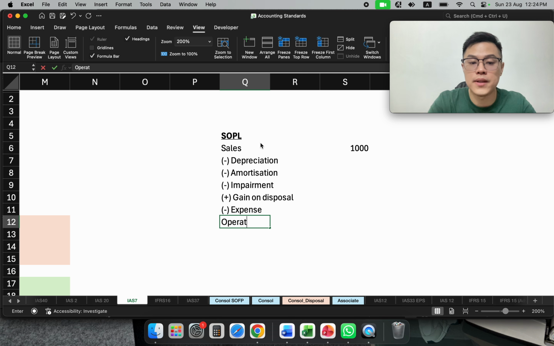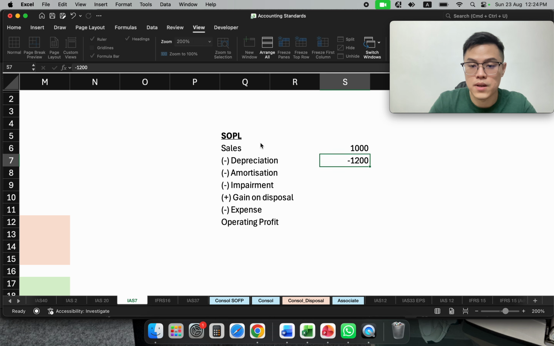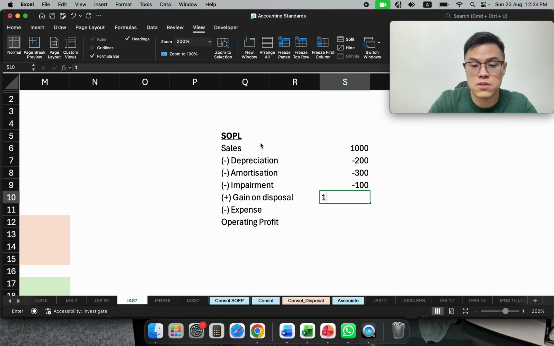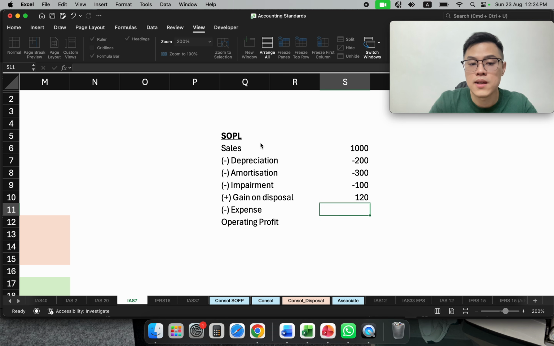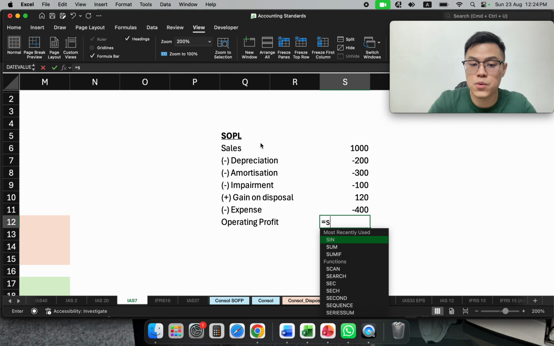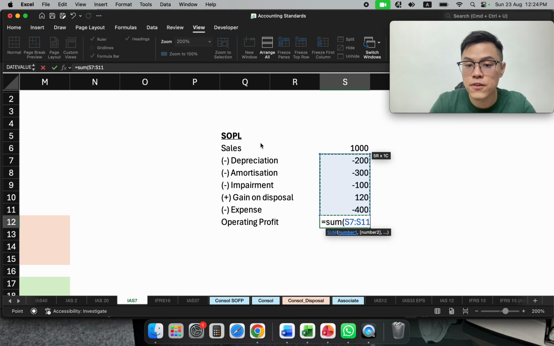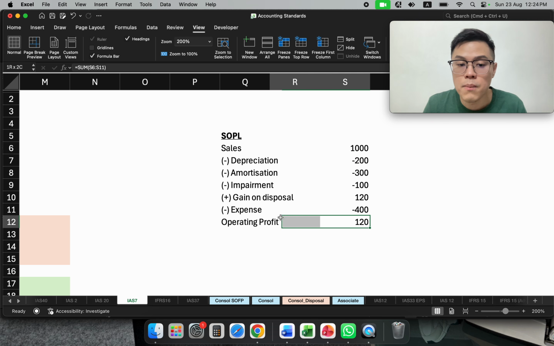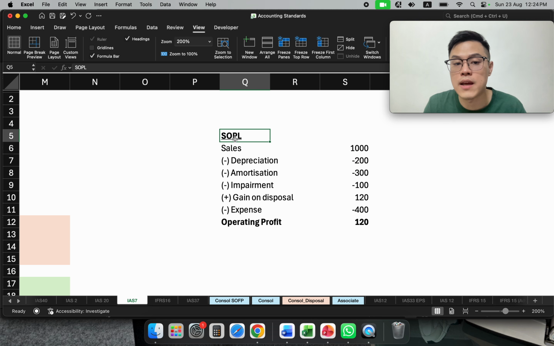So this is your operating profit. For example, minus 100, minus 200, minus 300, minus 100, plus 120, minus 400. So you will get the operating profit of 120. But you know that this is an operating profit under SOPL, and this is not your cash flow.